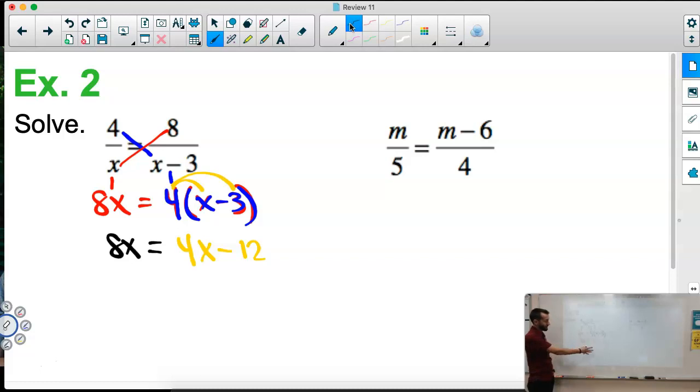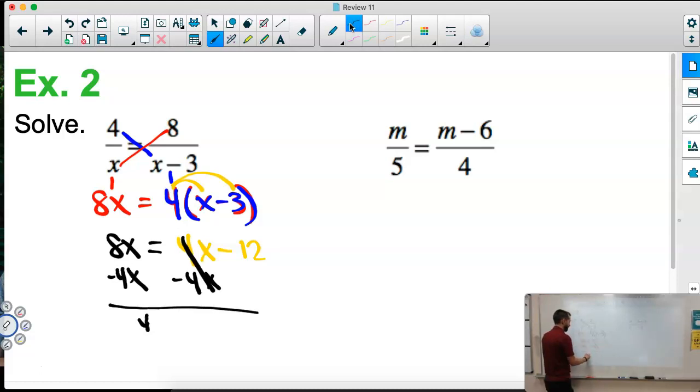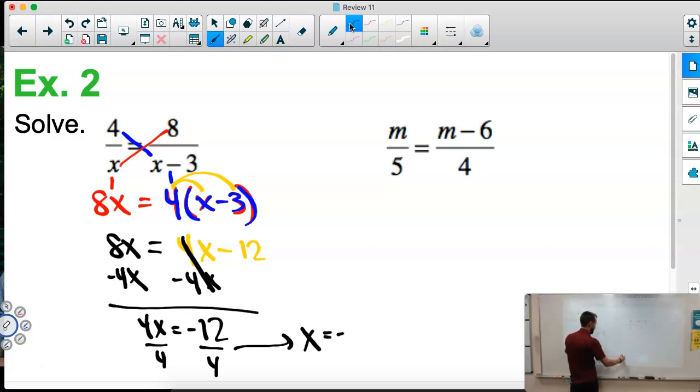Okay. Once it's set up like this, this goes back to us solving equations. In order to solve an equation, I want to put all of my variables on one side. So I subtract 4x from both sides. And you get 4x equals negative 12. Divide by 4. And x equals negative 3.